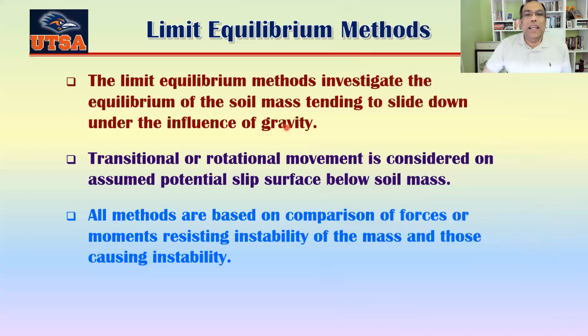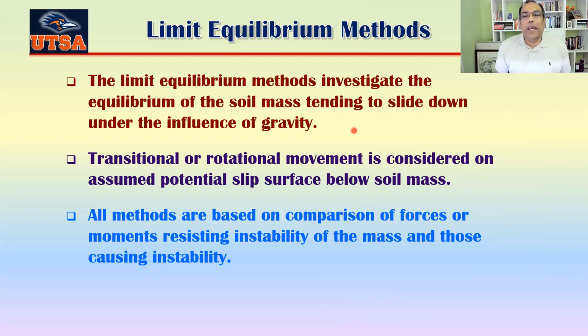So, what is basically the limit equilibrium method? The limit equilibrium method investigates the equilibrium of the soil mass tending to slide down under the influence of gravity. So basically this one tries to find out the static equilibrium, meaning the summation of forces in the x direction, the summation of forces in the y direction, and the summation of moments at any particular point is equal to 0.